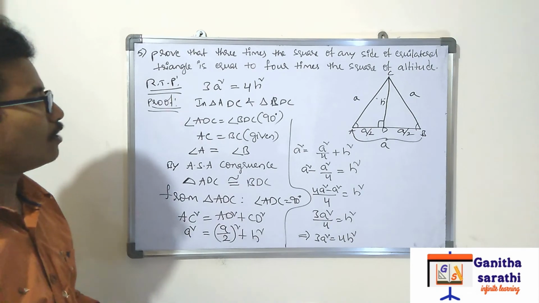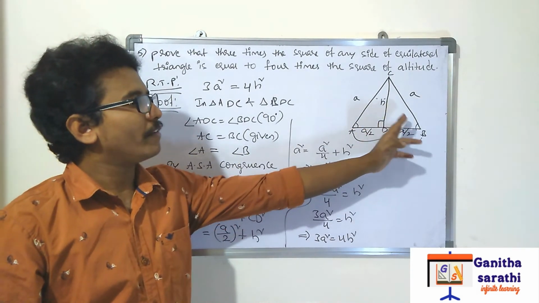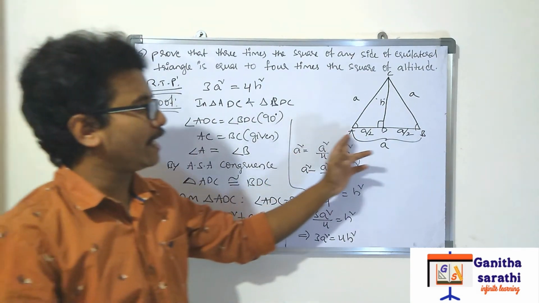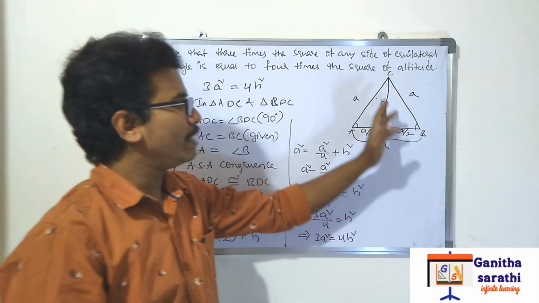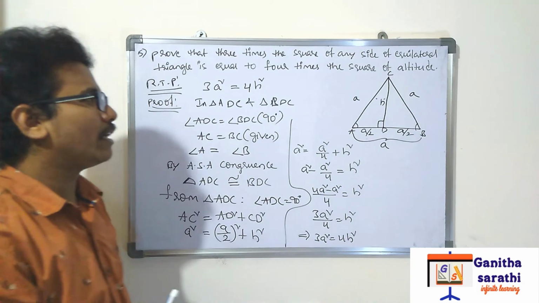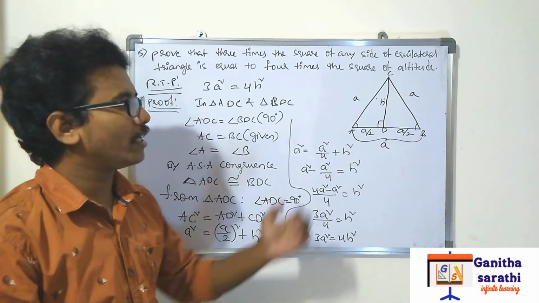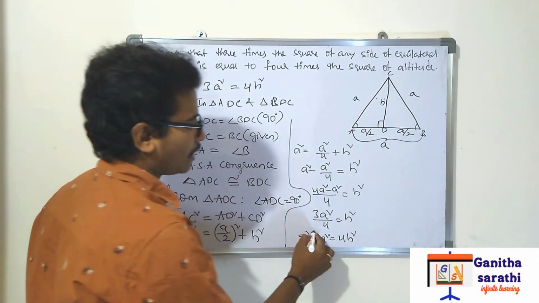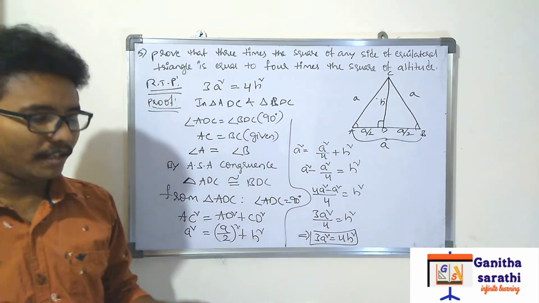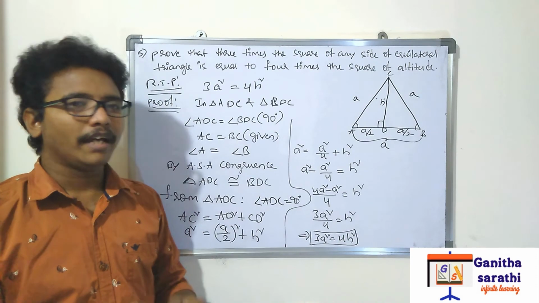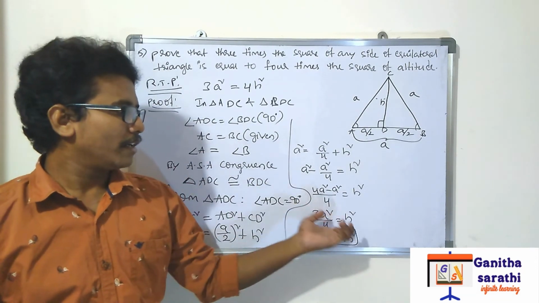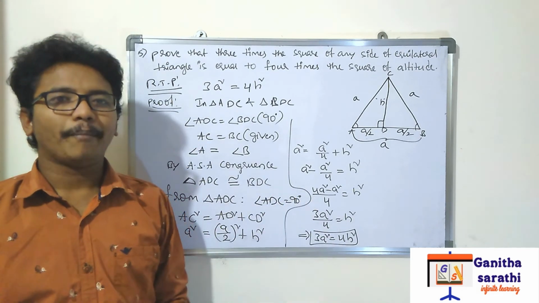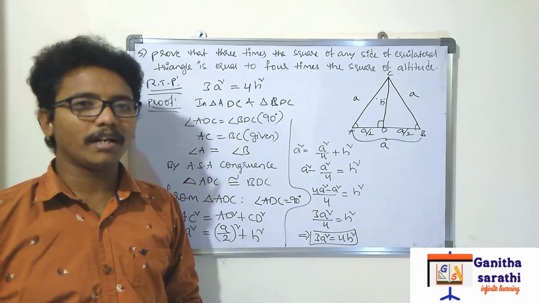Whenever you are proving this, what we have to do? First you have to prove these two triangles congruent, triangles ADC and BDC. After congruency, definitely the two triangles are congruent, so we can use any one of the triangles for solving this. So these are the kind of problems using Pythagoras theorem. In my next video, I will give you some other kind of model problems related to Pythagoras theorem, which is very important.